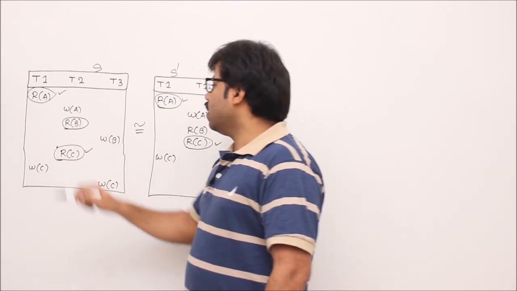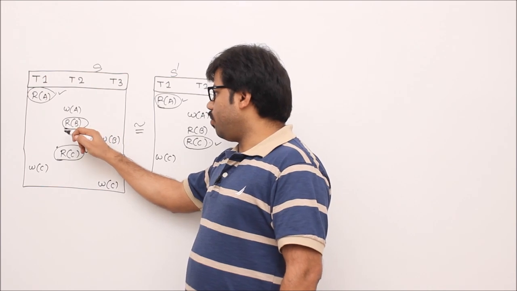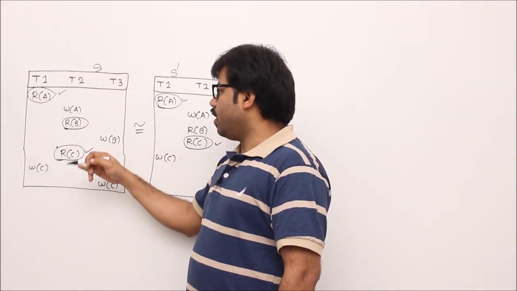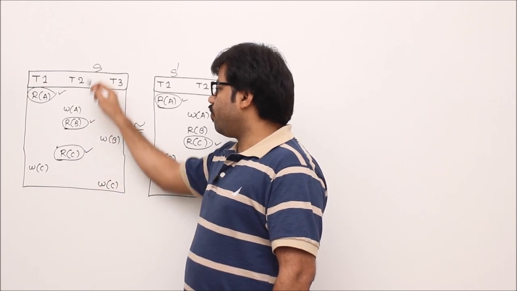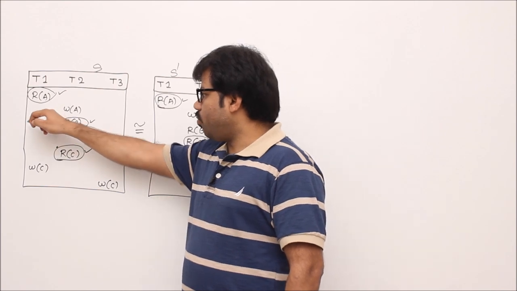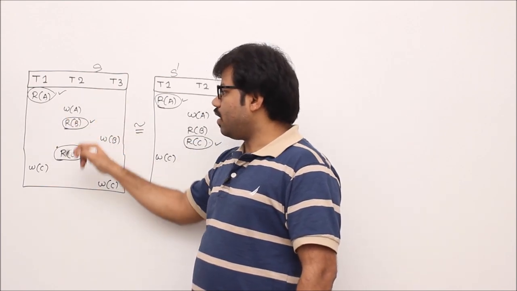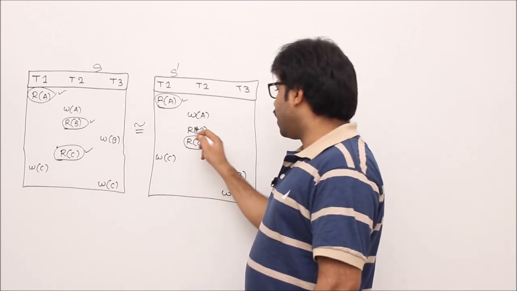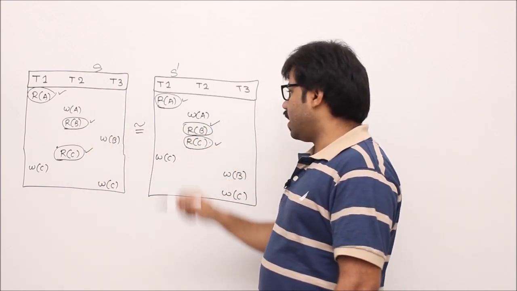Let me check that. So read of B is reading from, see, are there any writers of B? No. So definitely read of B is reading from the database. Before read of B, if there is a write of B either here or here, then we say that read of B is reading from the transaction. But that is not the case here. So read of B is satisfied.